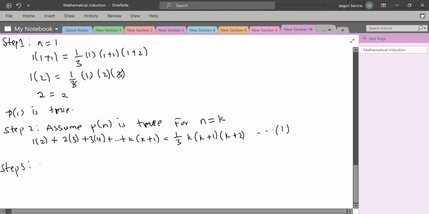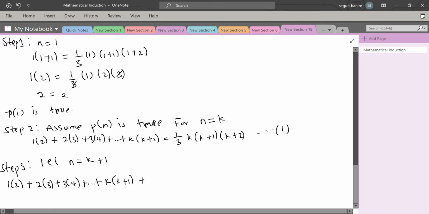Step 3, now say let n be equal to k plus 1. So we want to prove that this is also true. Remember what I explained in example 1. This is the nth term. The left hand side is the sum of the nth term, so to get the n equals k plus 1 case, for the left hand side, you do the sum of the k plus 1 terms. So that will be 1 into 2 plus 2 times 3 plus 3 times 4 plus dot dot dot plus k into k plus 1. This is the sum of the k terms, plus you will now add the k plus 1 term.